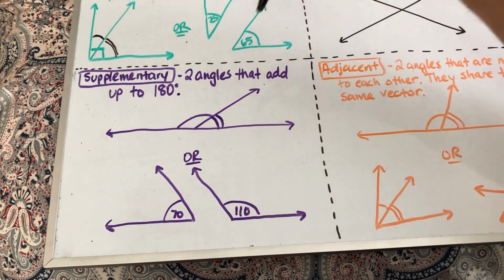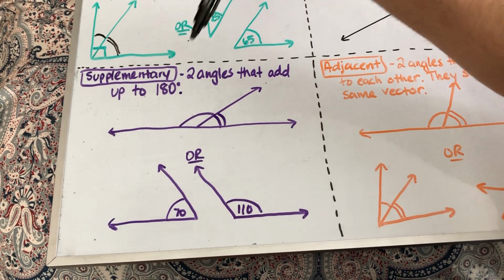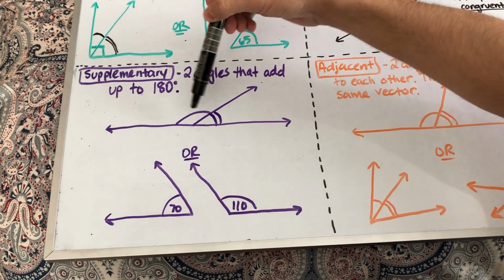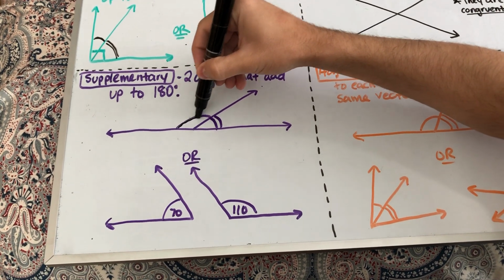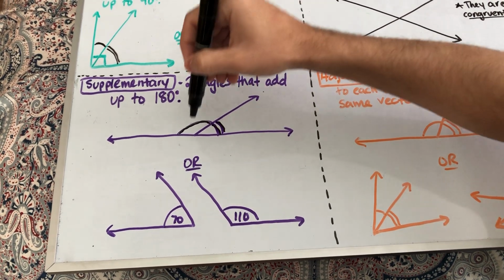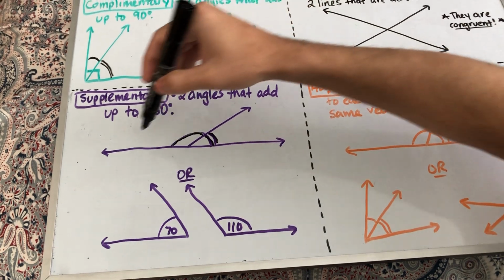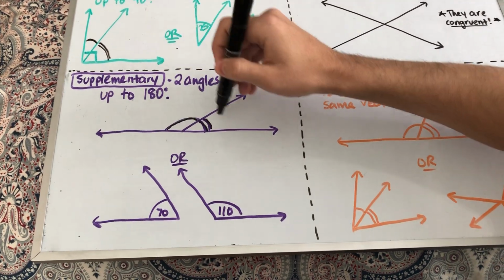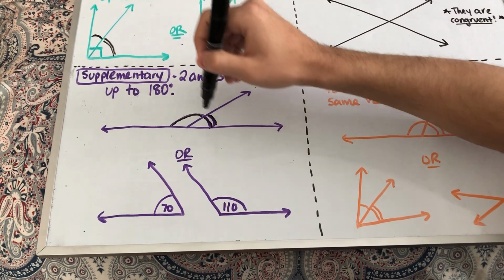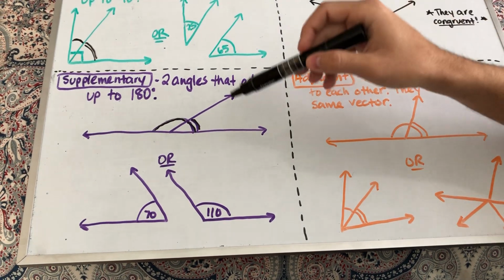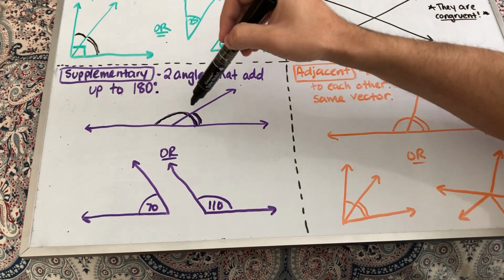So that's complementary angles. Over here on the purple are supplementary angles. These are 2 angles that add up to 180. Again, I gave you 2 examples. Over here, this angle right here and this angle right here, these 2 are supplementary angles. The reason why I know that is because this is a line. Lines are 180 degrees, so these 2 angles are supplementary angles. And again, same thing as complementary angles, they don't need to be next to each other.